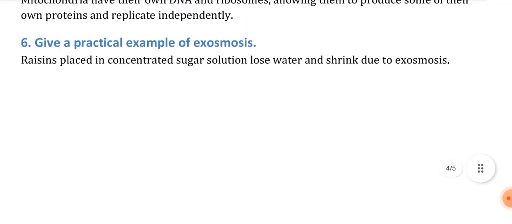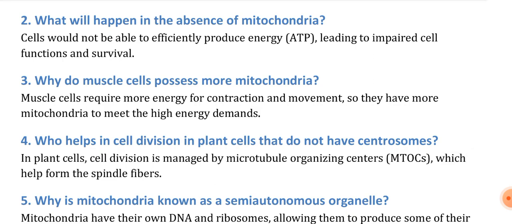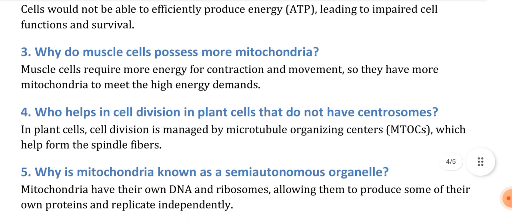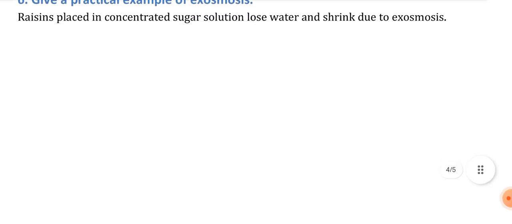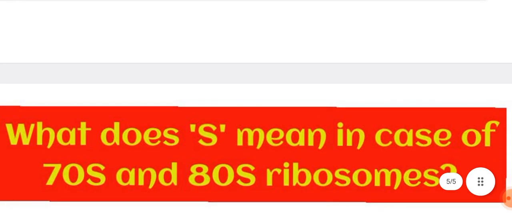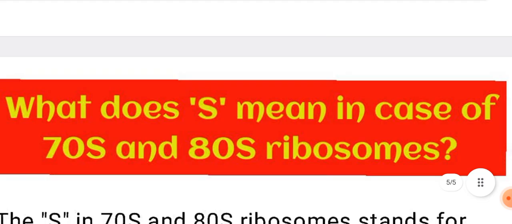Now, I have told you about the types of ribosomes in case of prokaryotes and eukaryotes. They are of 70S and 80S types. So what does S mean in case of 70S and 80S ribosomes?